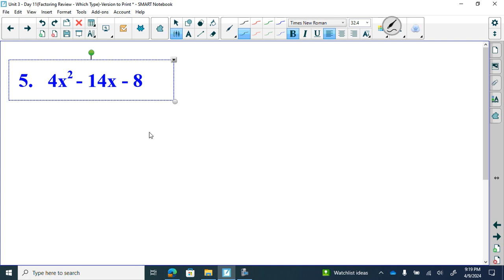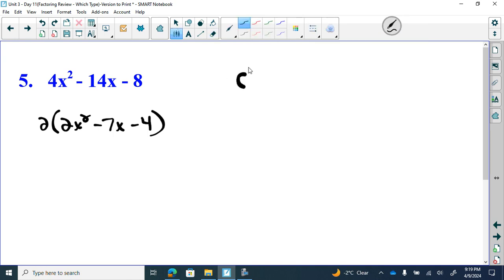I'm going to do this one first, number 5, before I do number 4. Okay, nothing common, sorry. There is something common to these. 4x squared minus 14x and negative 8. They're all divisible by 2. 4x squared divided by 2 is 2x squared. Negative 14x divided by 2 is negative 7x, and negative 8 divided by 2 is negative 4. So I did a common factor. That's what I started with, and that's what you should always try first.